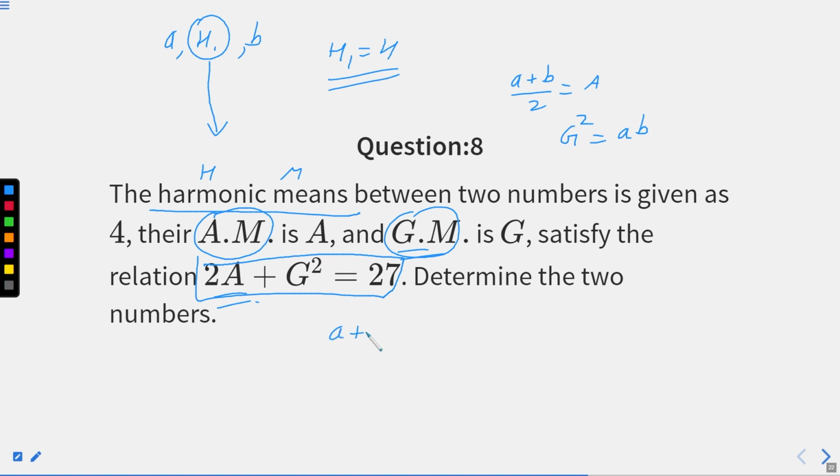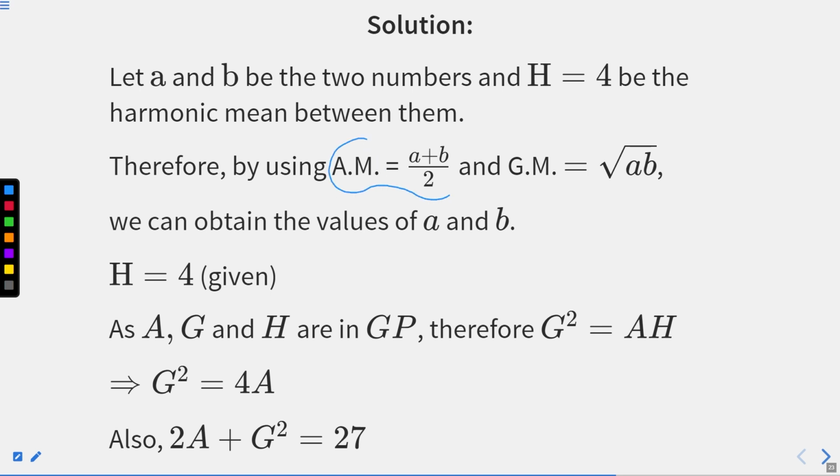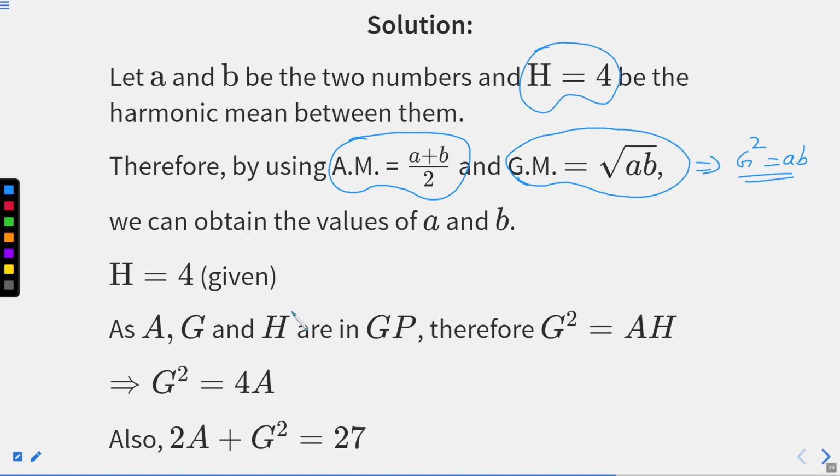Now that means A plus B, A into B is equal to 27. We have to find out the two numbers. Let's see in detail. As I said, AM is this, GM is this, and in the same way G square is equal to AB, and HM given to me is equal to 4. Clear all of this?